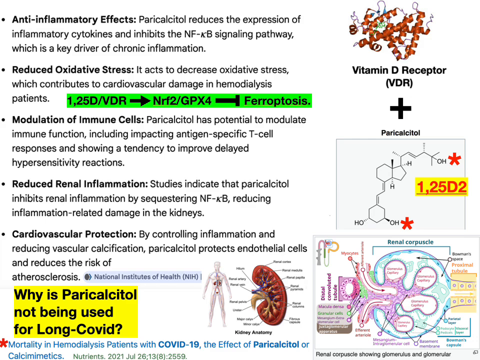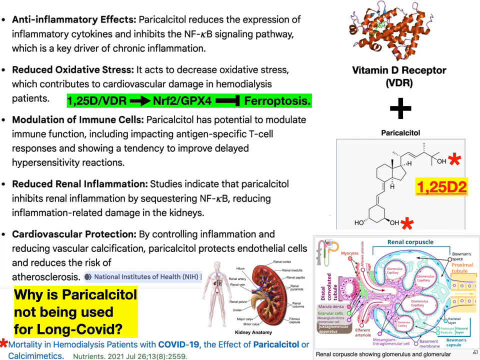Reduced renal inflammation. Studies indicate that paricalcitol inhibits renal inflammation by sequestering nuclear factor kappa B, reducing inflammation-related damage in the kidneys. Cardiovascular protection. By controlling inflammation and reducing vascular calcification, paricalcitol protects endothelial cells and reduces the risk of atherosclerosis. On the lower right, you see the diagram of a glomerulus.